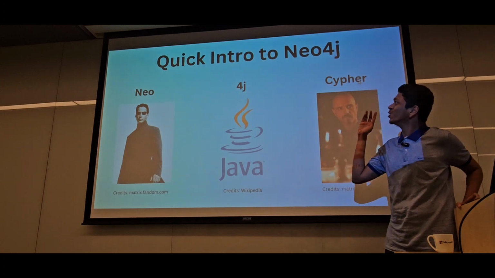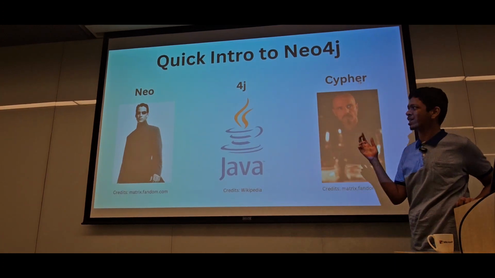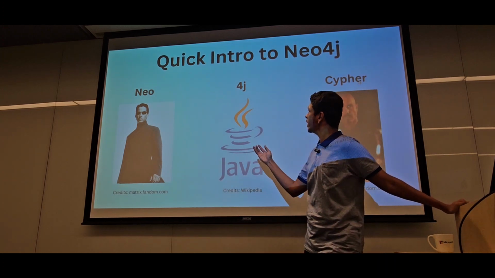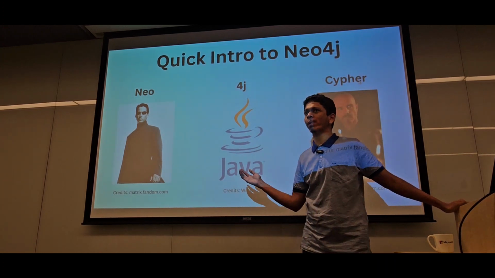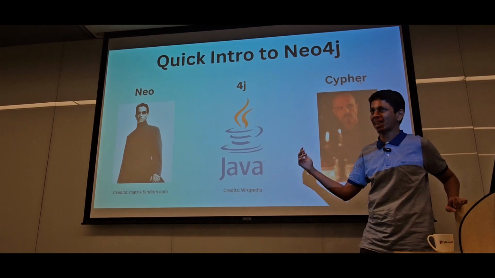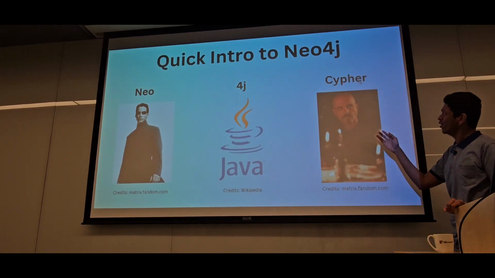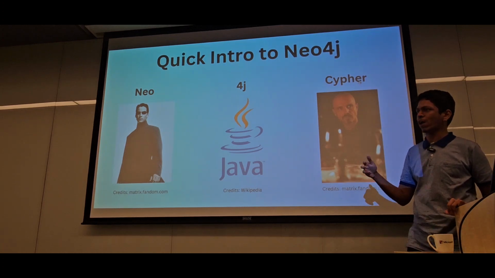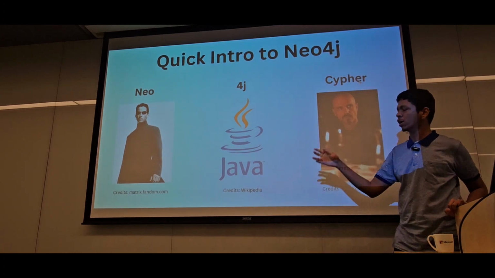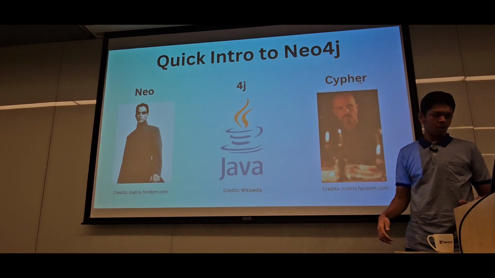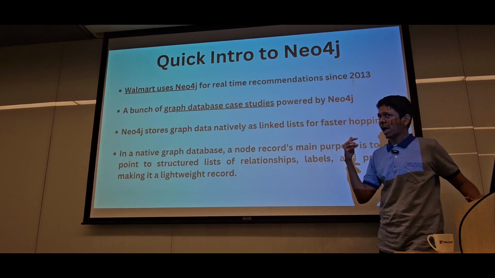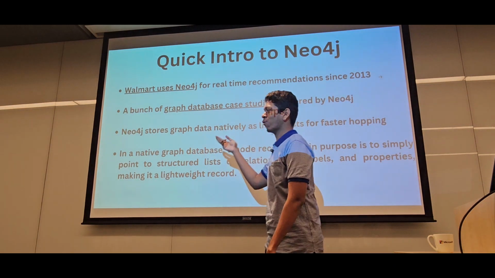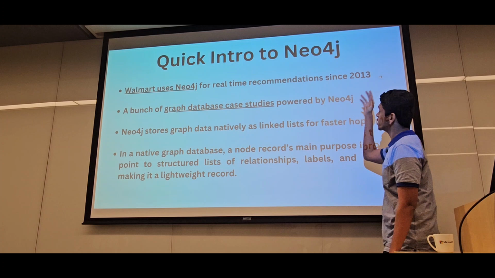So, quick intro to Neo4j. This is from the Matrix movie. We have Neo. 4j because Neo4j was primarily built in Java, but now they have Scala as well. And Cypher is the query language. Just like for RDBMS we have SQL as a query language, here we have Cypher. Why Neo4j and who uses Neo4j? Well, Walmart uses Neo4j for serving real-time recommendations since 2013.